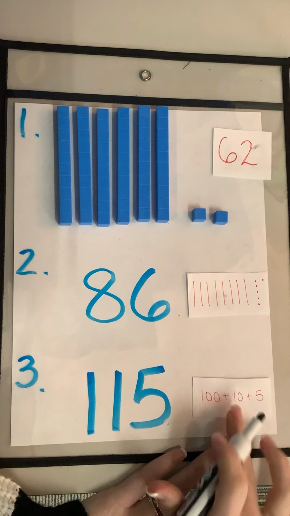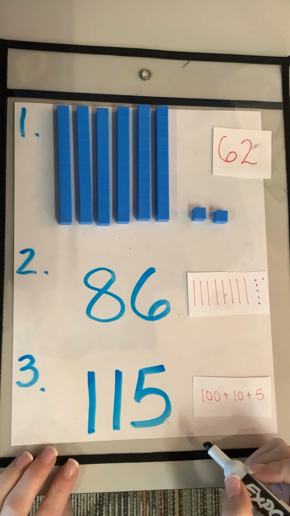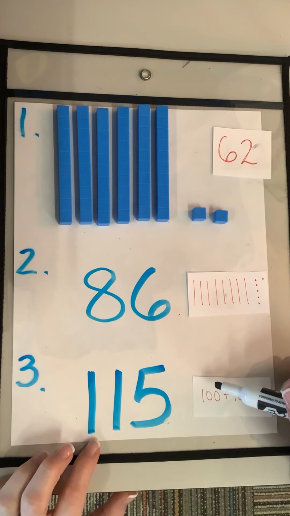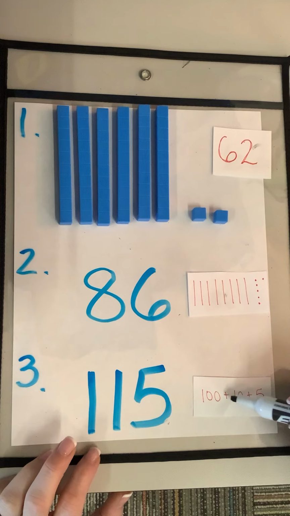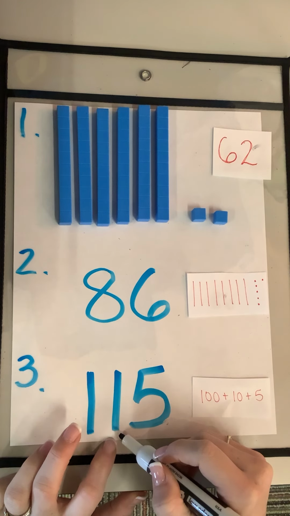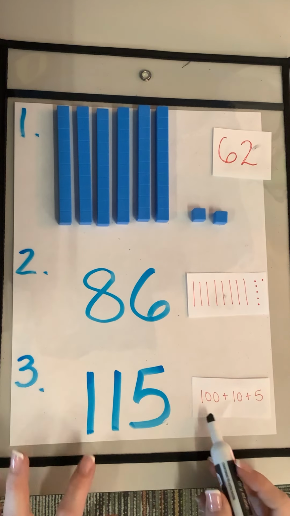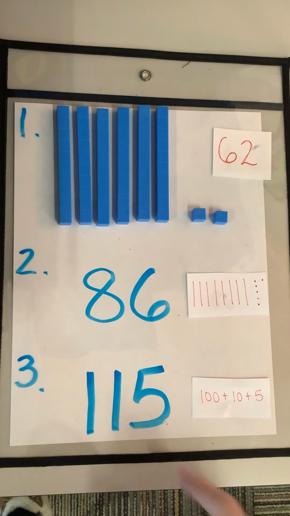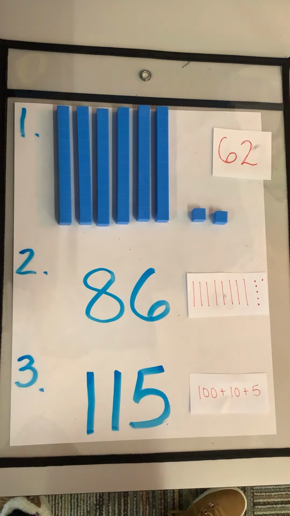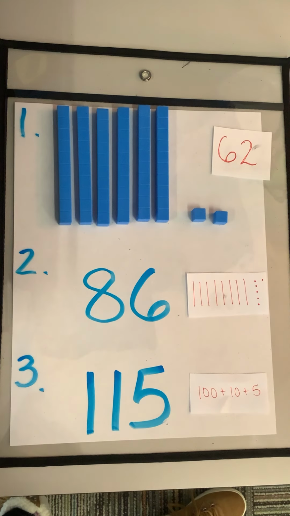Okay? I know that for expanded form, I'm stretching out that number into my place value. So my biggest one is 100. I need 100. Okay, and then I'm going to add my 10s, and I need 1 10, and I need 5 1s. 100 plus 10 plus 5, that's the expanded form of 115. So I am done. I have matched each of my numbers to represent another way.